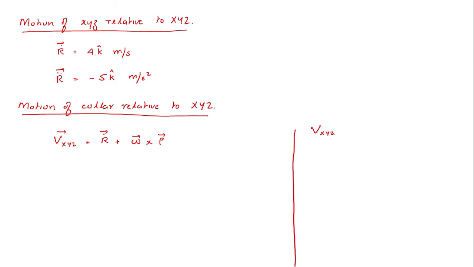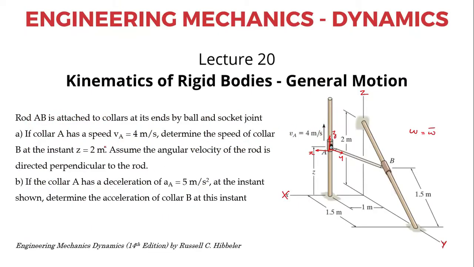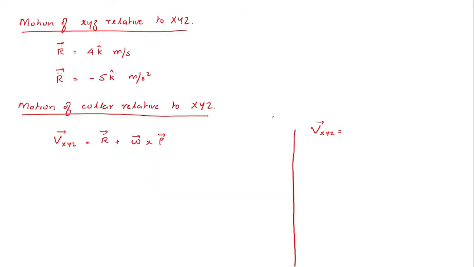V capital XYZ. Now, the question is to find the corresponding speed of the collar B, that is, the speed of this collar when Z equals 2 meters. So as such, V capital XYZ is actually the VB vector.